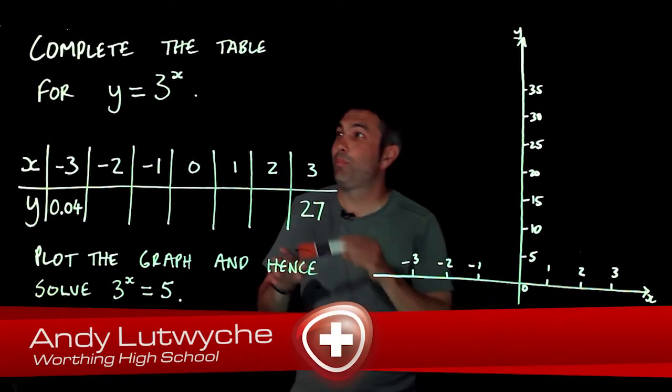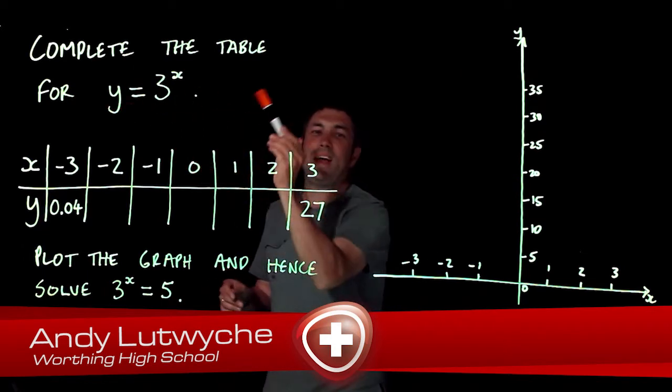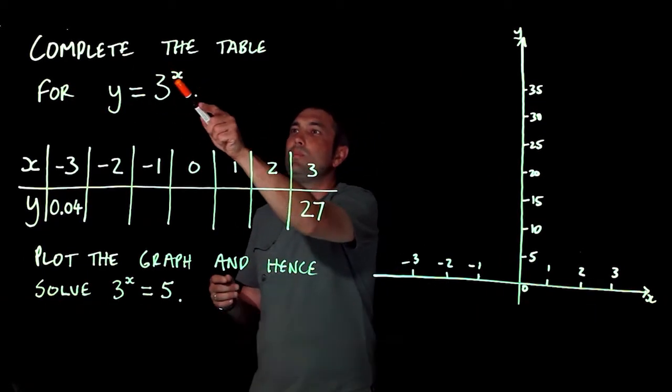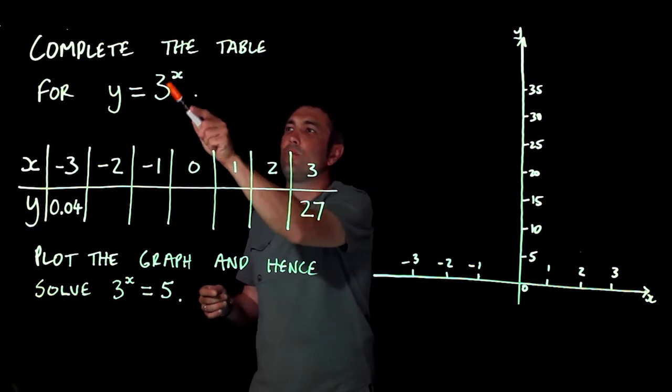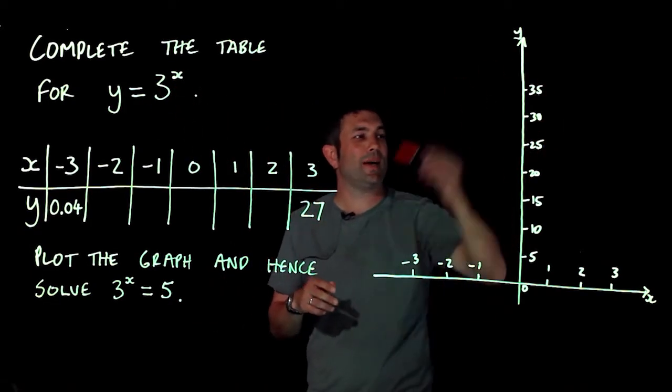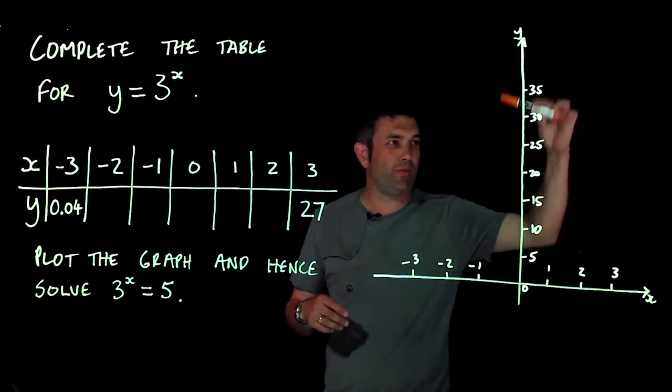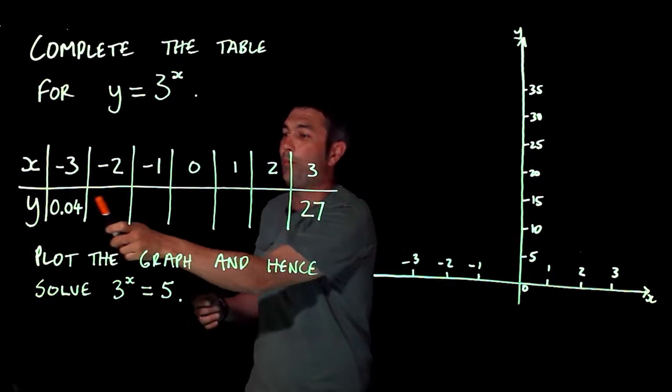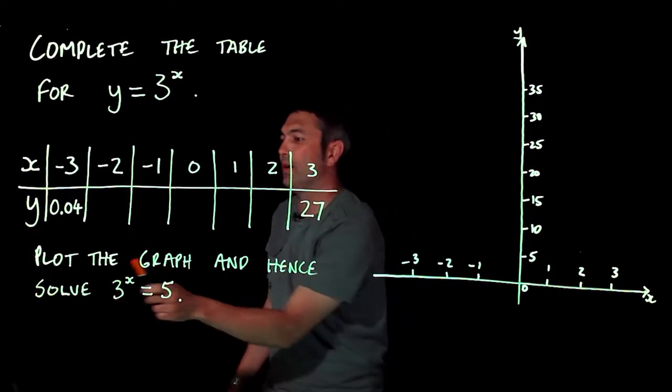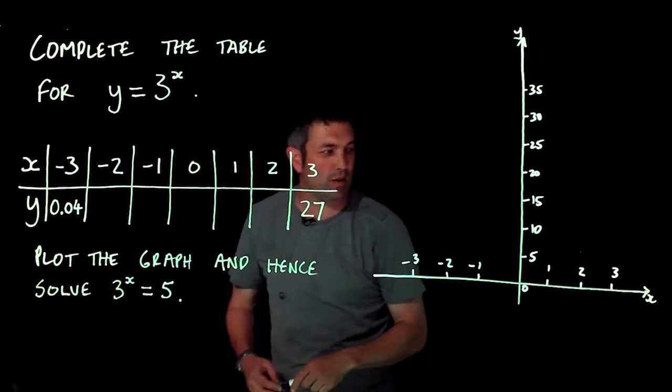Okay, in this video we're plotting this graph here. Now this is an exponential graph, all right, because the x is a power and we've got y equals 3 to the x here. We've got some axes drawn. Again, they're going to be roughly the values we're looking at, and we've got to fill this table in and we've got to solve something here. So first things first, let's fill the table in.